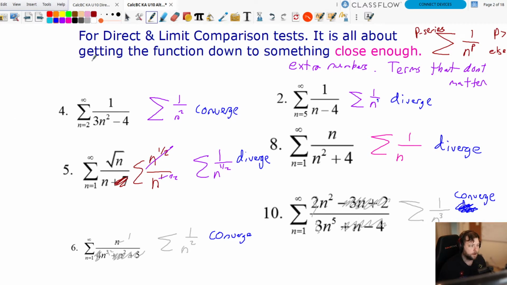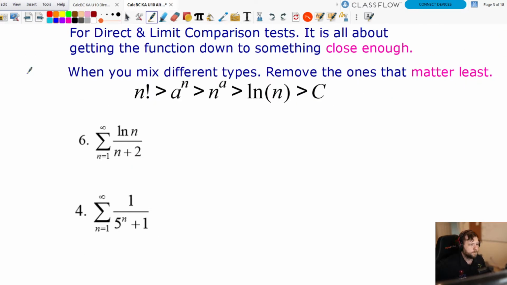All right, let's try some other ones. So it's about getting close enough too. But what if it's not just polynomials on top and bottom? What if I mix types? Like ln of n over n plus 2. Stuff like that. Well, how do I get it close enough to something? And this is where direct comparison comes in.